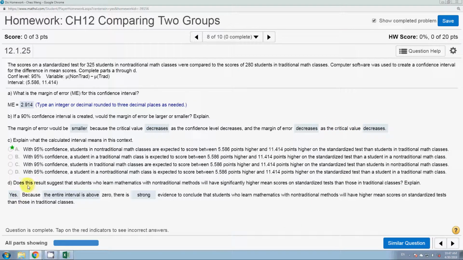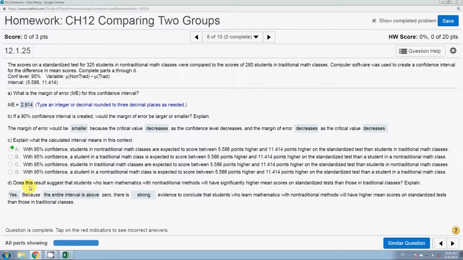Okay. Explain the confidence interval. We already talked about that. We need to mention the confidence level, and also the population parameter you want to test. In this case, it is the difference between the two groups, and then you have to mention the lower limit and the upper limit of your confidence interval.